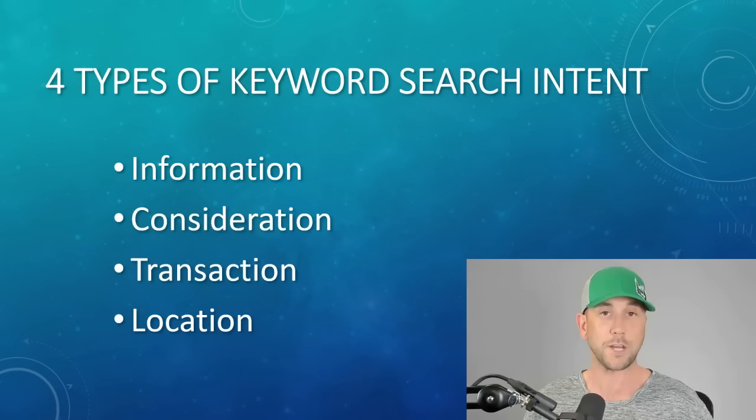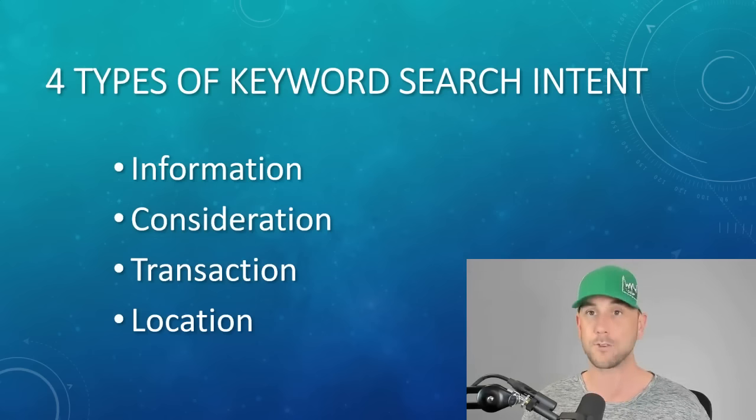Information: they're just looking for information, how-to stuff. Consideration: they're thinking about getting a product or taking a specific action, but they're looking to reinforce their ideas, so it's a different type of search behavior. Transactions: they're ready to buy. They're ready to buy a service, they're ready to buy a product. They might be ready to opt in for something. They might be ready to exchange their email address at that level.